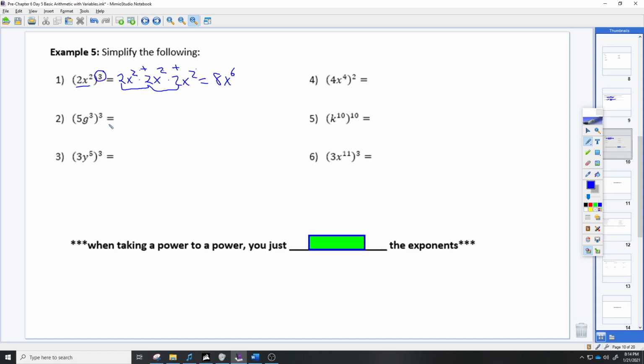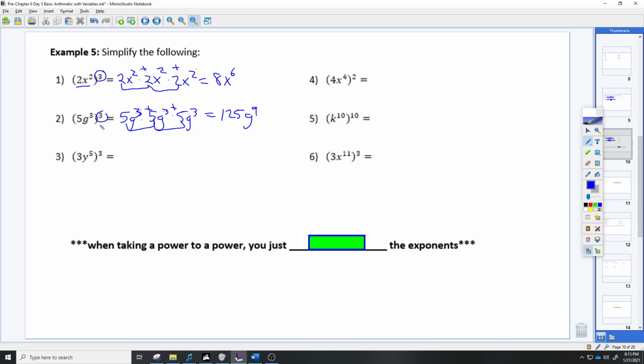Okay, let's jump down and do 2. So this means you have 3 of them. 5g to the 3rd times another 5g to the 3rd times one more 5g to the 3rd, because the outside number was 3. Again, do the same thing. You have 5 times 5, which is 25. 25 times 5 is 125. And then g to the 3rd, g to the 3rd, g to the 3rd, you add them together. 3 plus 3 plus 3. That would be 9.